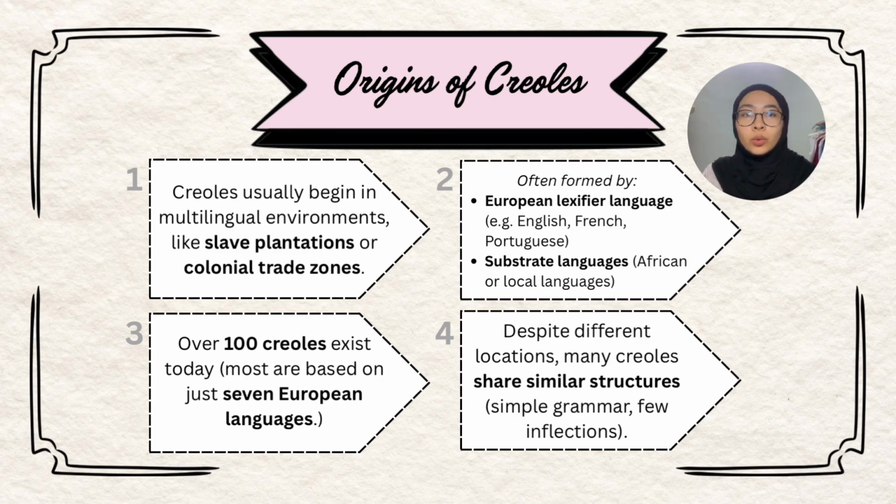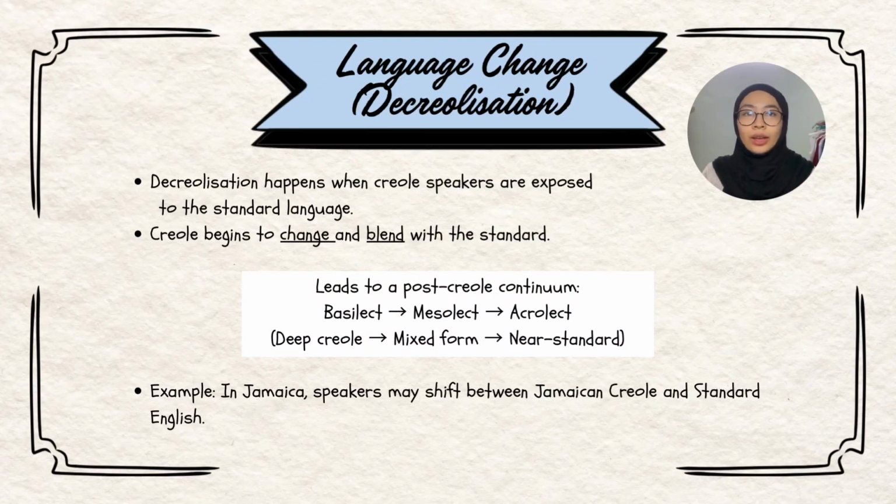There are over 100 Creoles today, and most are based on just 7 European languages. Even though they form in different parts of the world, many Creoles have similar grammar and are often more simplified compared to standard languages.